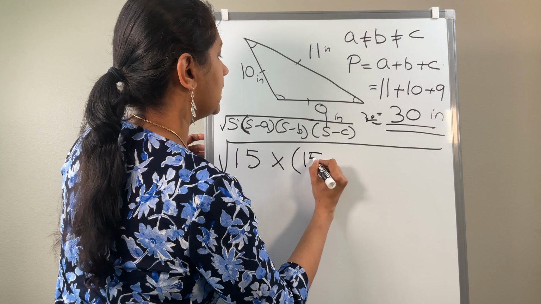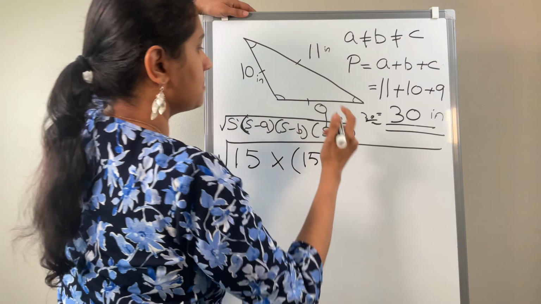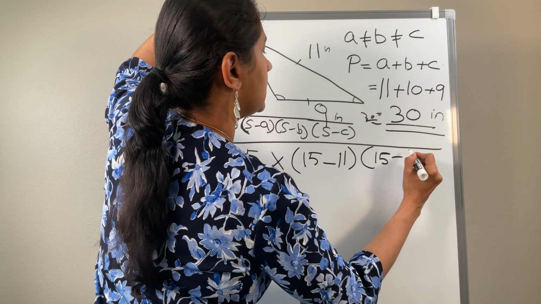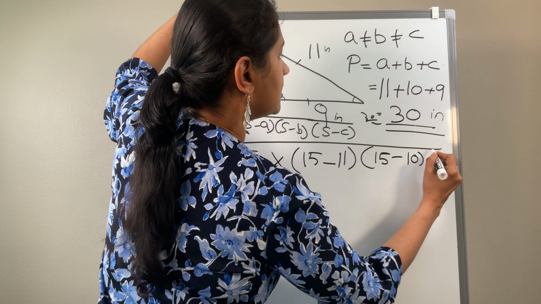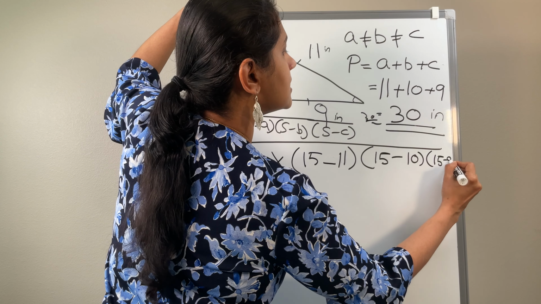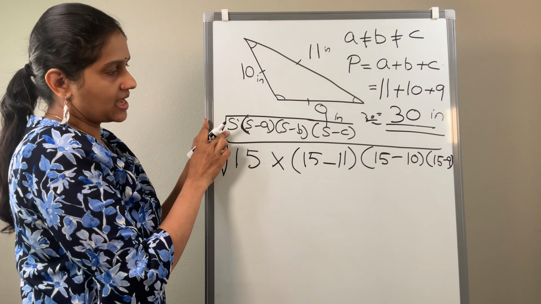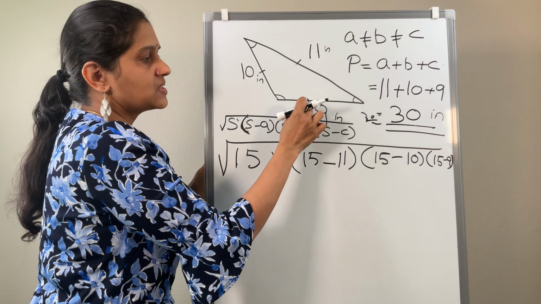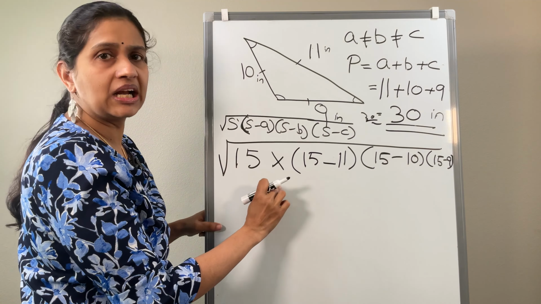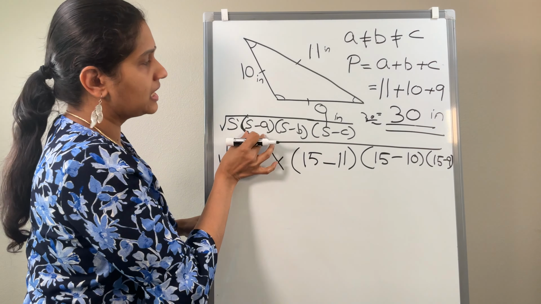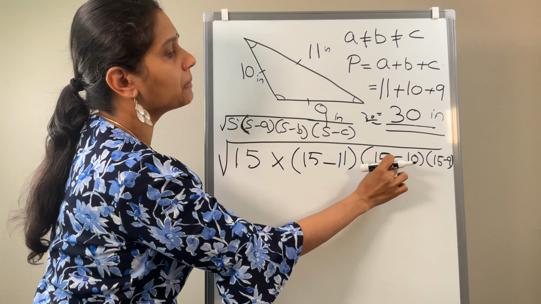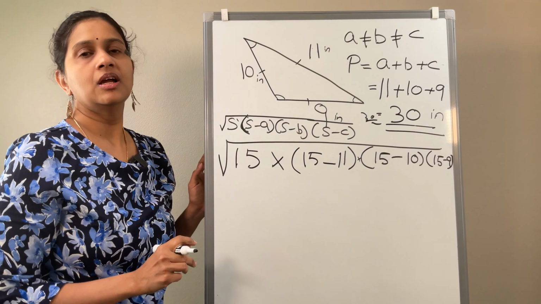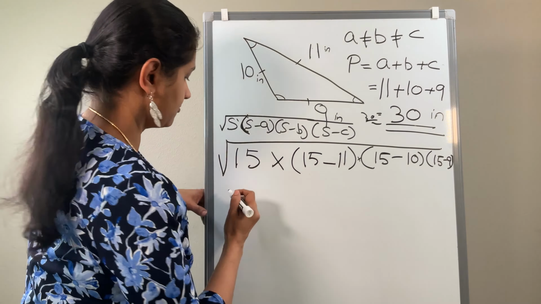So 15 minus, what are all the measures? 11 times 15 minus 10 times 15 minus 9. Simply, it is S times S minus A, S minus B times S minus C. So, 15 multiplied with 15 minus the first length, 15 minus the second length, 15 minus the third length. Now, we will further do this.